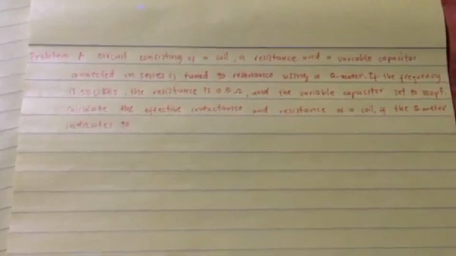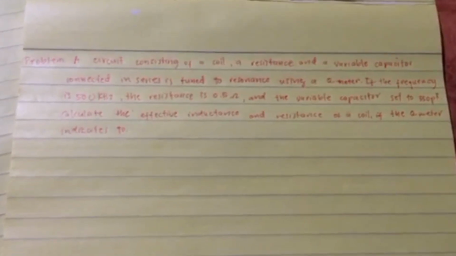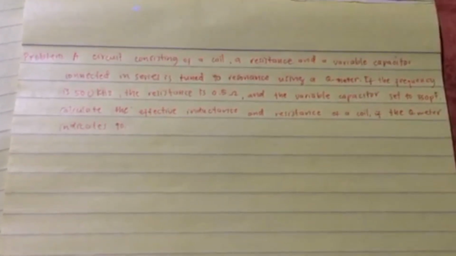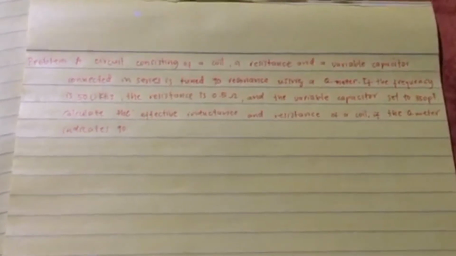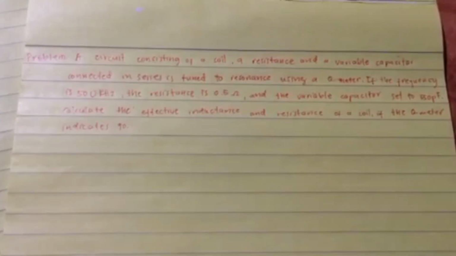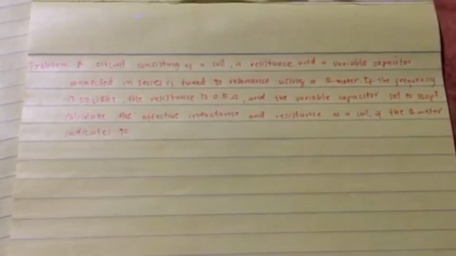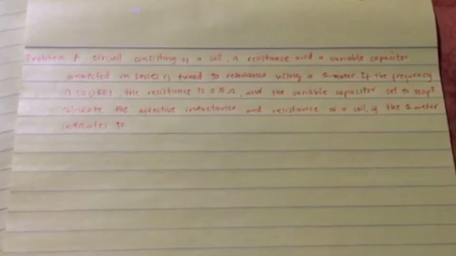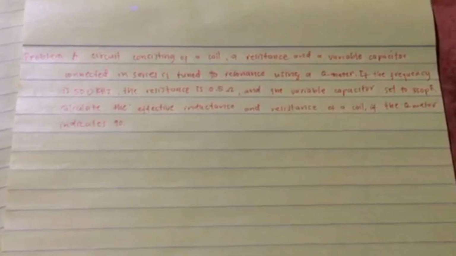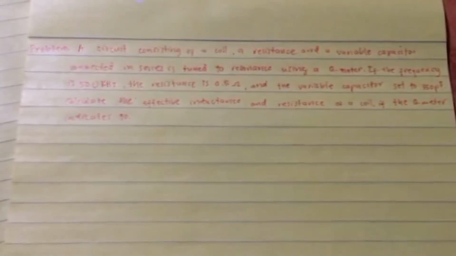So problem 1. A circuit consisting of a coil, a resistance, and a variable capacitor connected in series is tuned to resonance using a Q meter. If the frequency is 500 kHz, the resistance is 0.5 ohms, and the variable capacitor is set to 350 picofarad, calculate the effective inductance and resistance of a coil. The Q meter indicates 90.